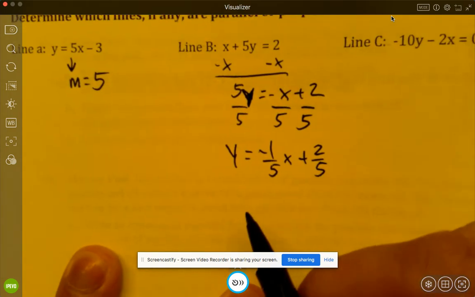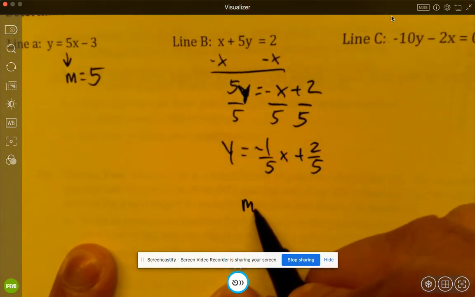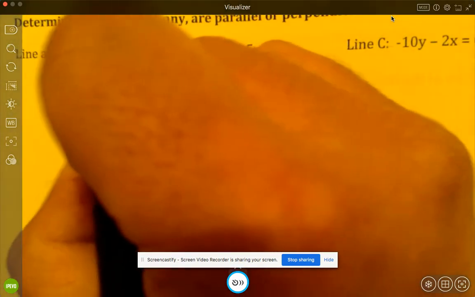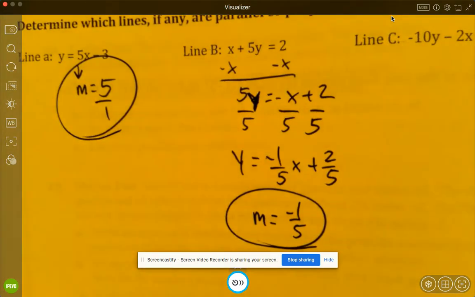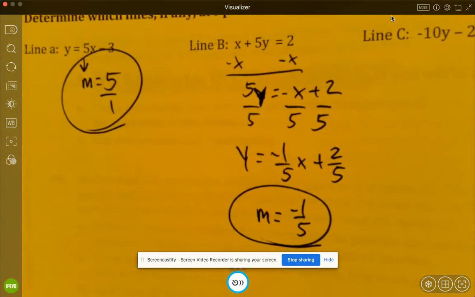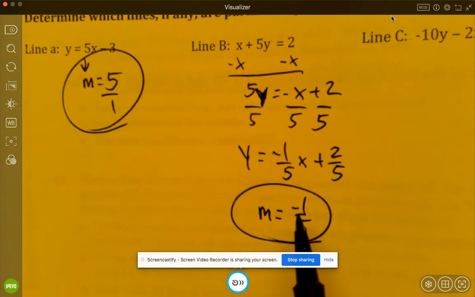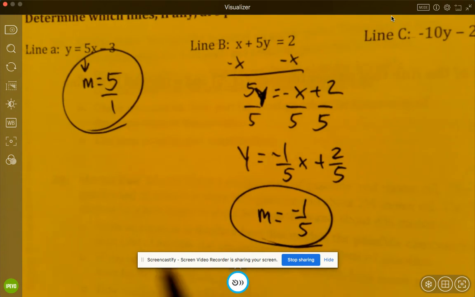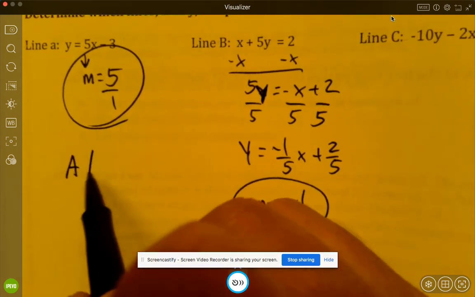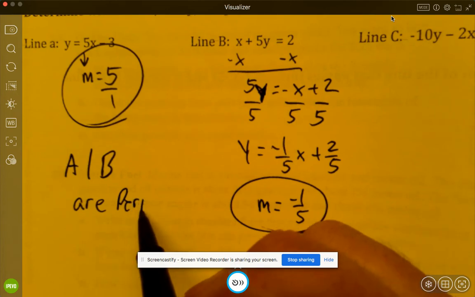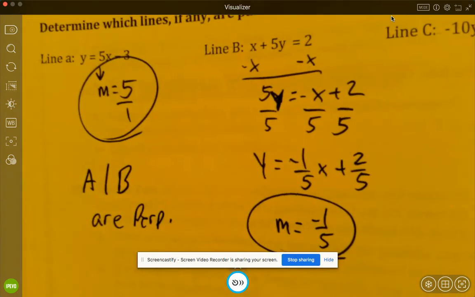All right, so now I'm left with a slope here of what? Negative 1/5. Now if I just look at those 2 slopes, that looks pretty perpendicular to me, right? 5 over 1, what's the opposite reciprocal? Negative 1 over 5. So I'll say A, B are perpendicular. Just put perp for short.